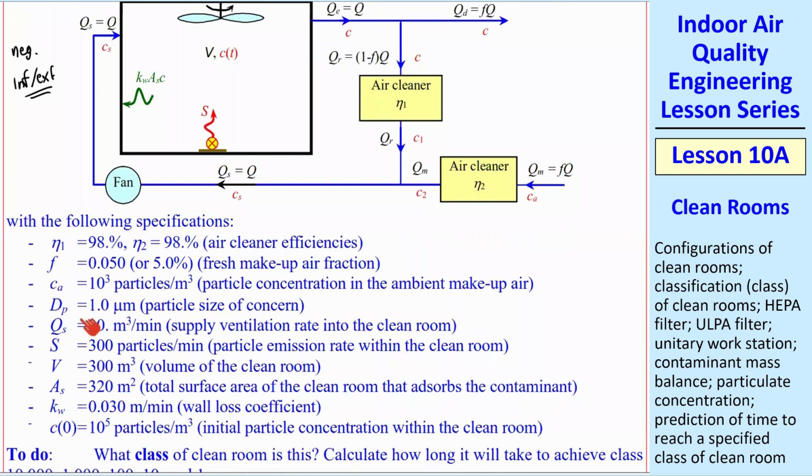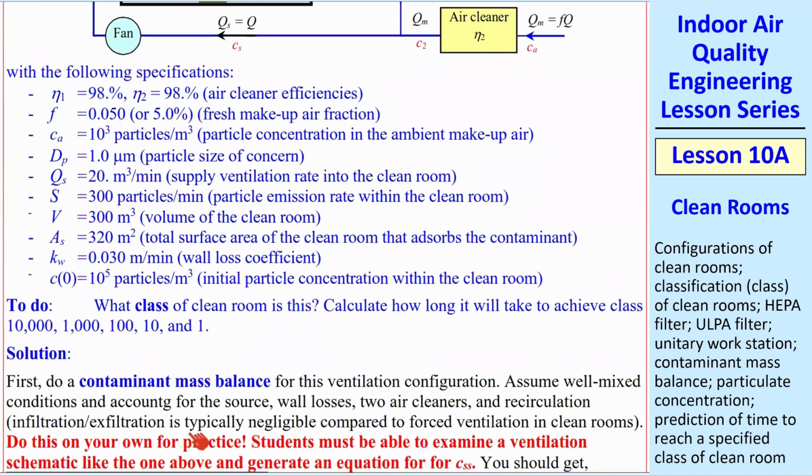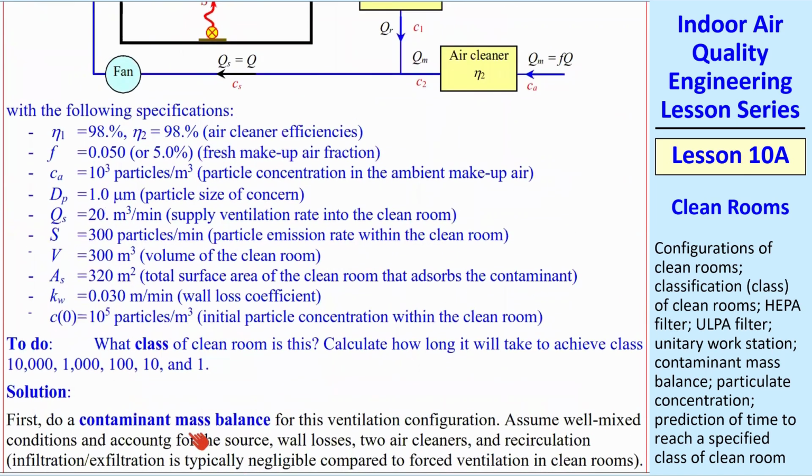And then we have a supply ventilation rate, QS. We have a source in particles per minute. The volume of the room, ASKW, those are the same as before. C naught is the initial particle concentration in the room. So what we want to do in this case is find what class of clean room this is and calculate how long it'll take to achieve these classes.